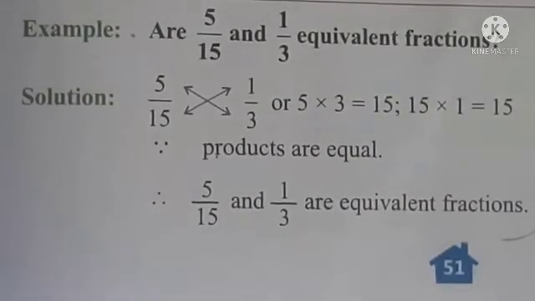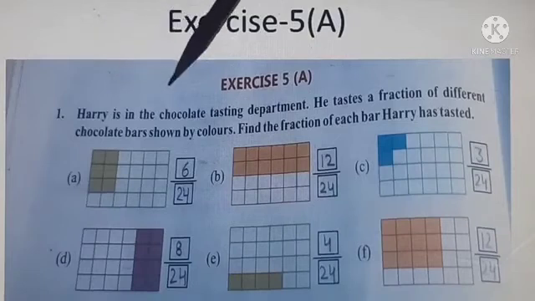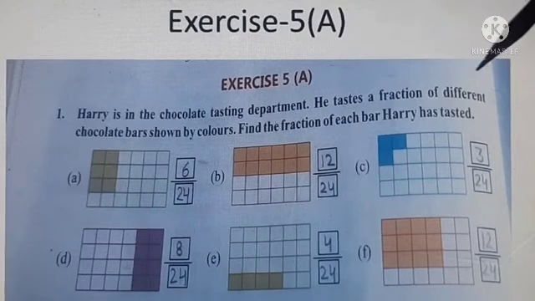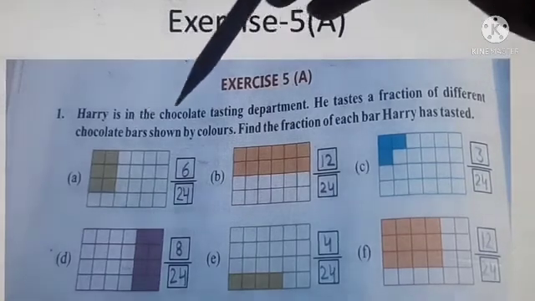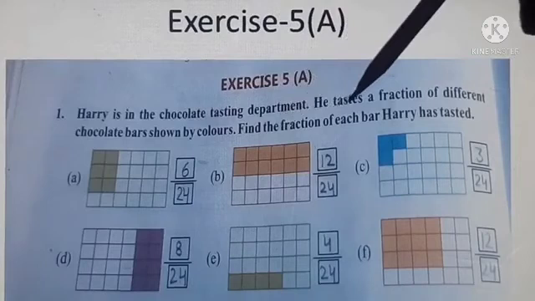Understood? Now let's start our exercise 5A. It is given in your book on page number 54. This is our first question. Harry is in the chocolate tasting department. He tastes a fraction of different chocolate bars shown by colors. Find the fraction of each bar Harry has tasted.